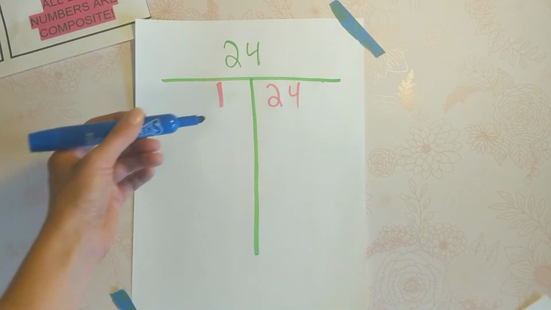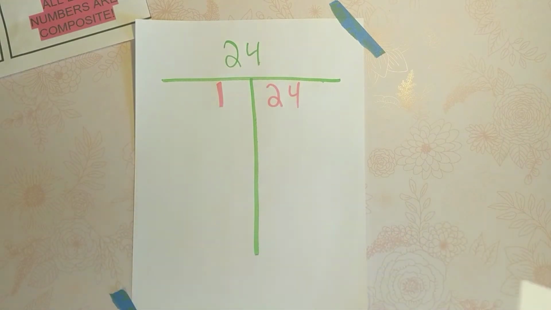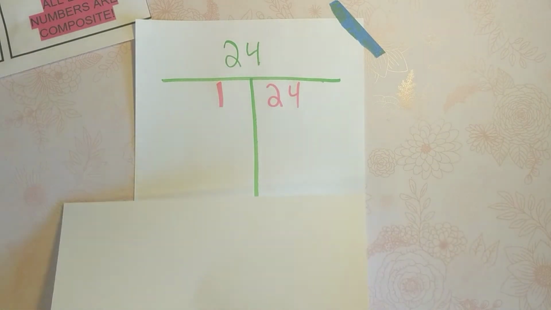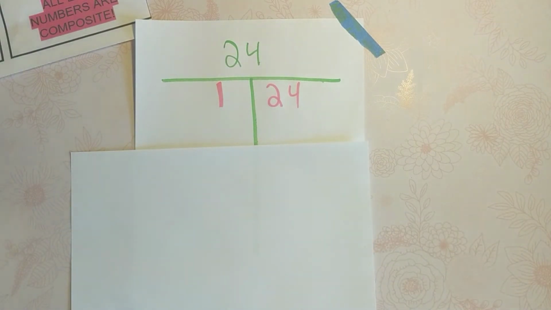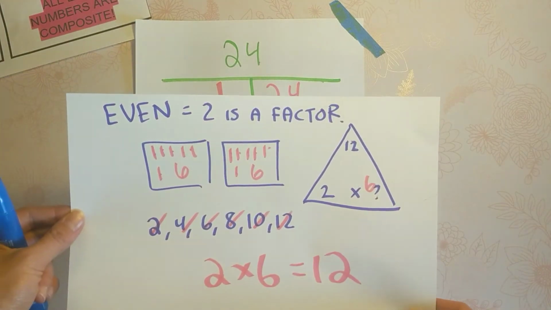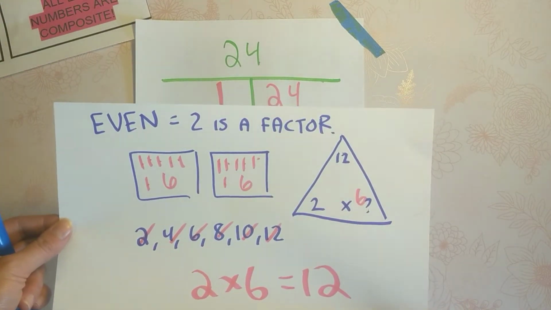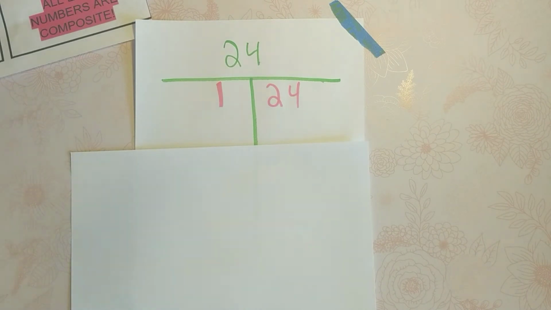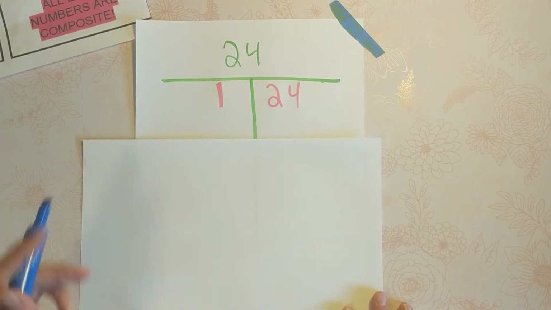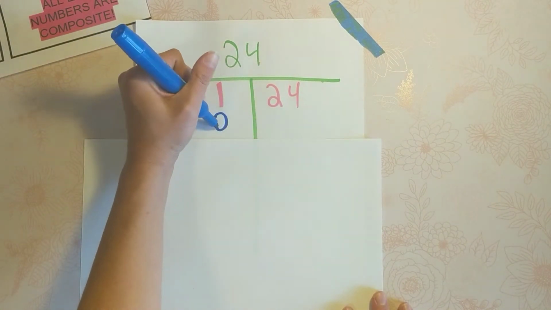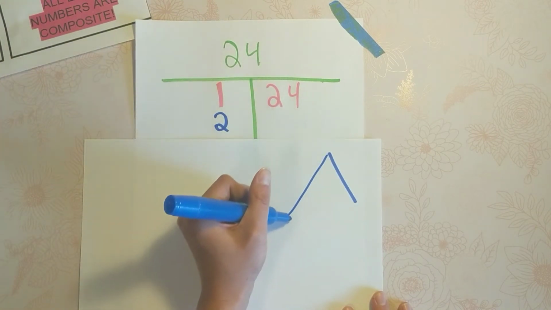All right, so that's how we do it. Check 2, check 3, check 4, keep going. Remember that rule with the 2's that if the number's even, 2 is a factor? Is 24 even? Yes. So since 24 is even, that means 2 is a factor. The question is 2 times what equals 24.